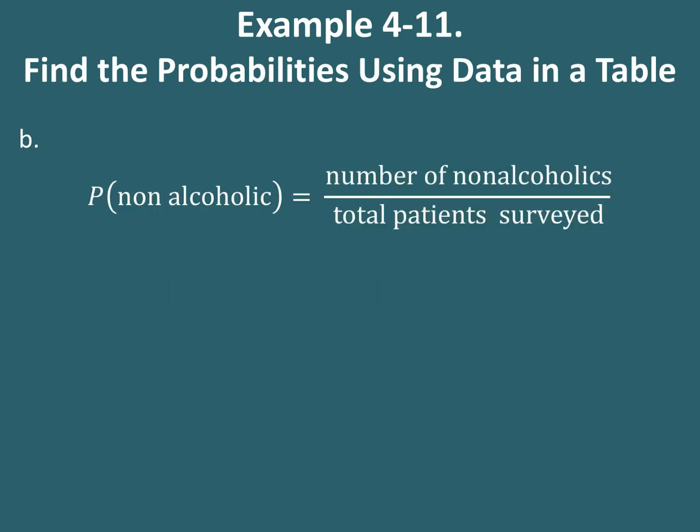Let's find the probability that they are non-alcoholic. Well, that would be simply the number of non-alcoholics divided by the total patients surveyed. So in this case, 200 out of 300, or 2/3.